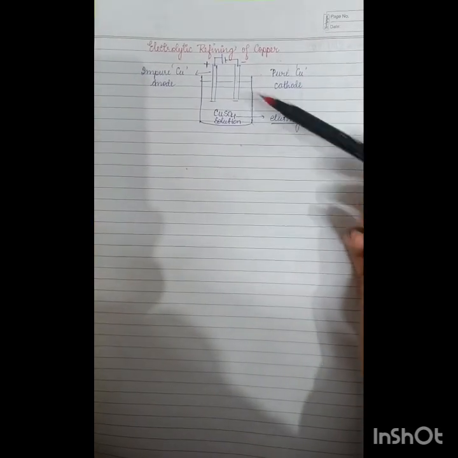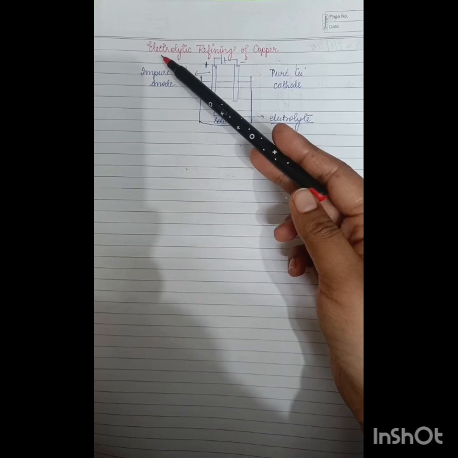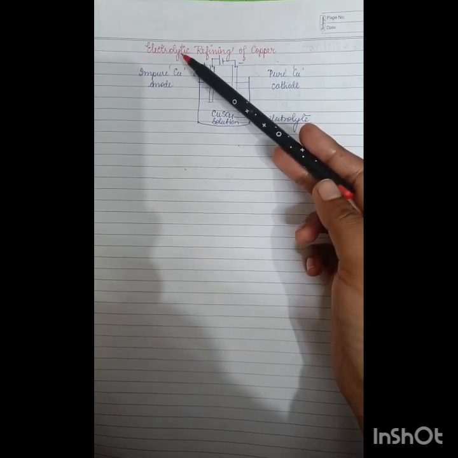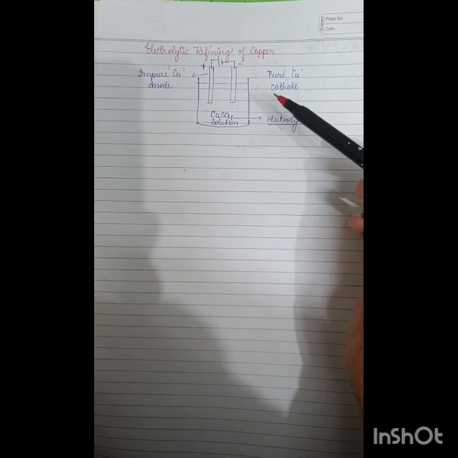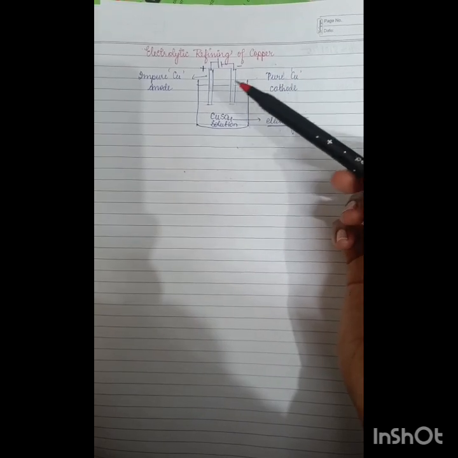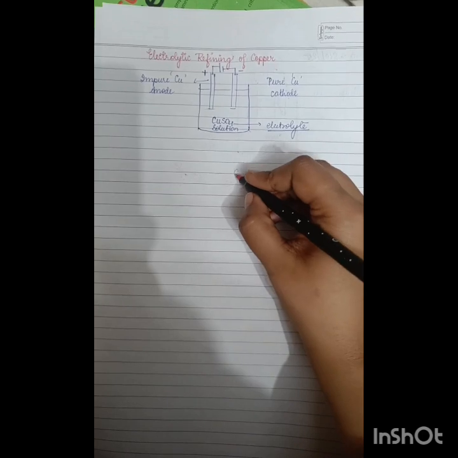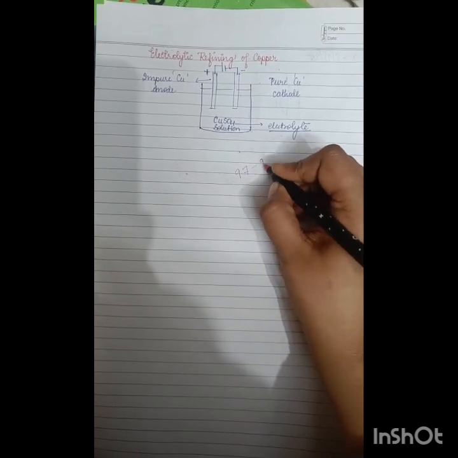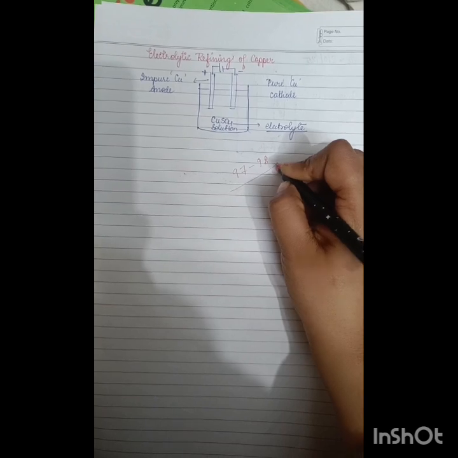Electrolytic refining of copper. Electrolytic: electro means electricity, lytic means to break down. So in electrolytic refining of copper, basically the copper which we get from nature is maybe 97 to 98% pure, which simply means that it contains some sort of impurities.